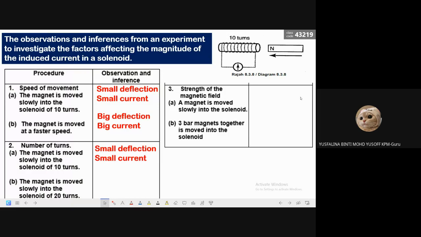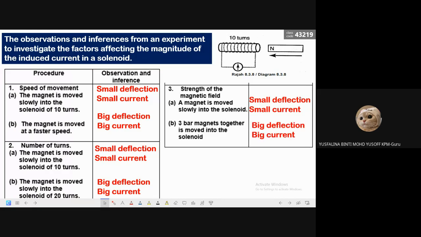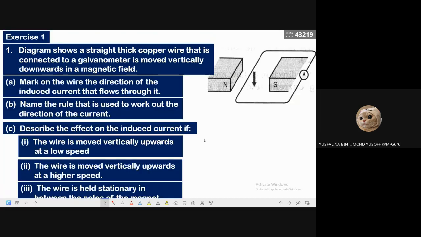Number of turns: small deflection, small current. If the solenoid has more turns, it has to be high deflection and high current. And for the strength of the magnet, if you use only one magnet, it's small, but this one is 3 bar magnets, meaning more magnetic lines there, right? So of course there is high deflection. So these are the 3 factors.